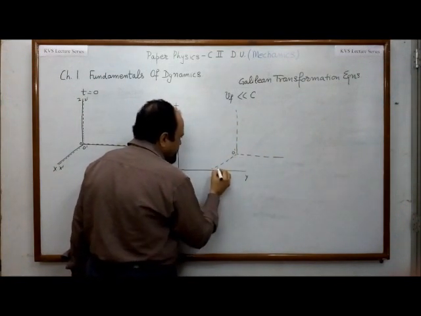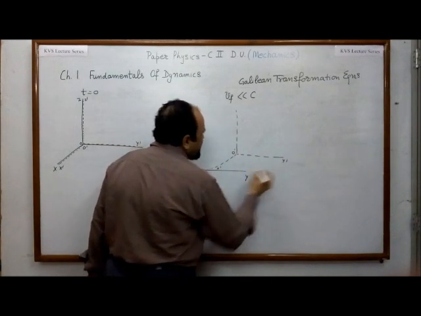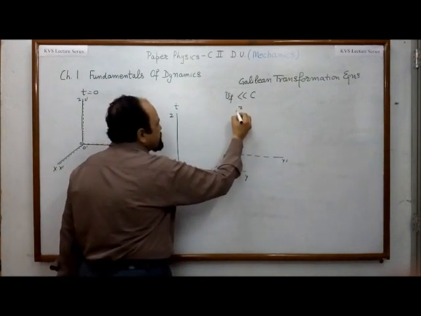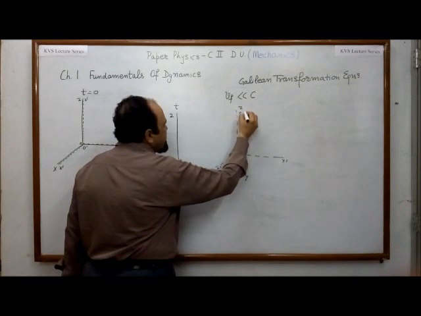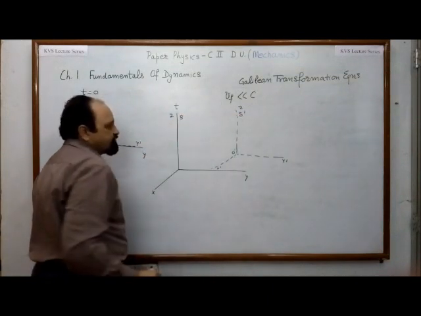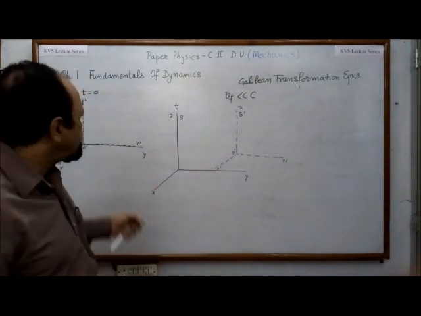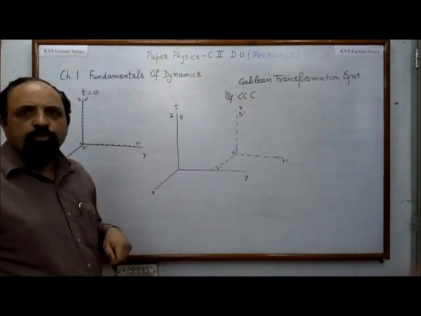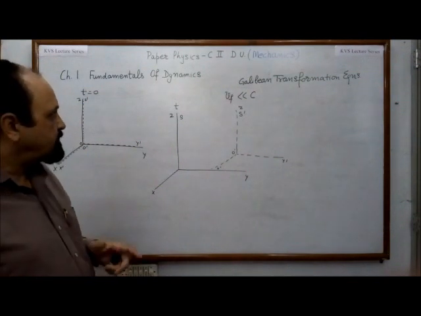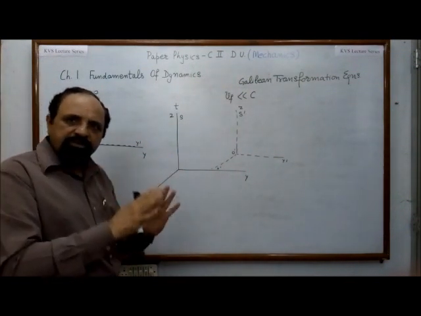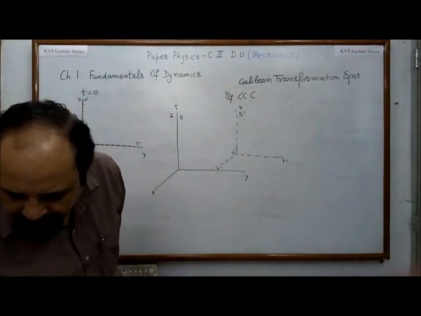This is O', X', Y', Z'. This is my S' frame and this is S frame. They get separated out because the S' frame is moving with some velocity. Since they are inertial frames, this relative velocity remains constant with time.